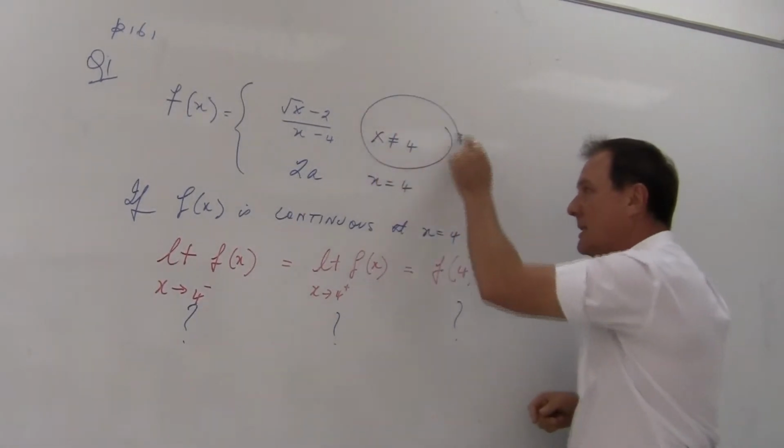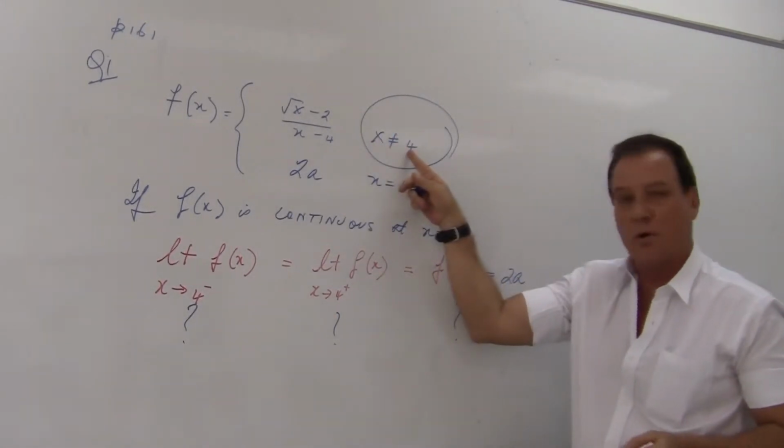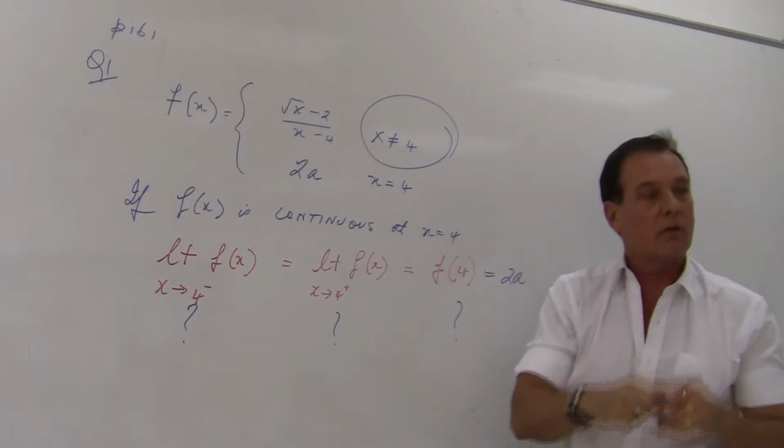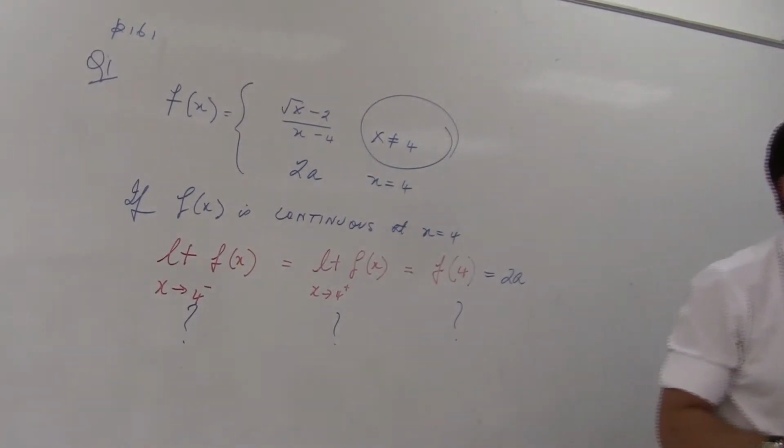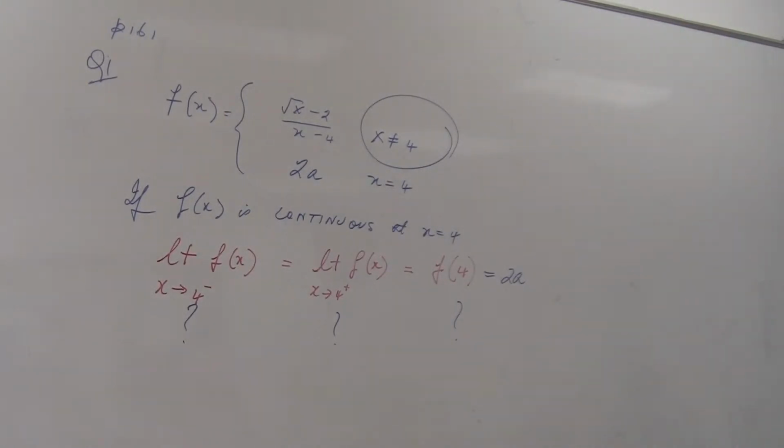Up here, this is when x is not equal to 4. That means values of... Sorry? LT is my limit. Yeah, some people use LIM. It's okay.